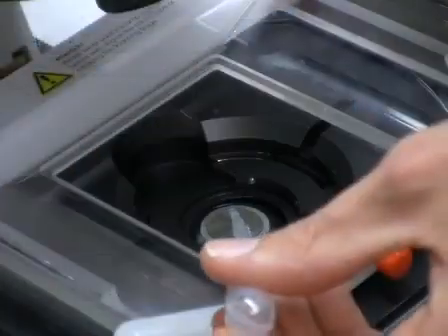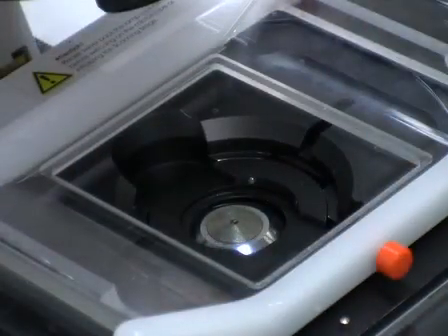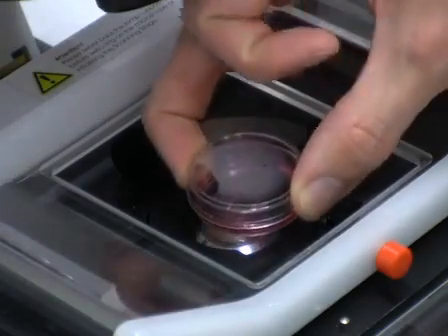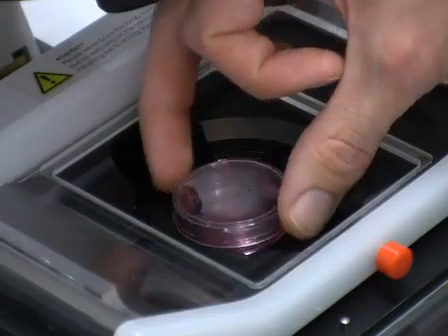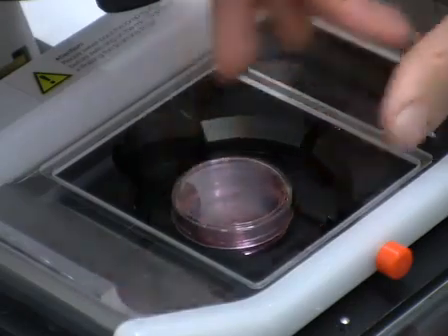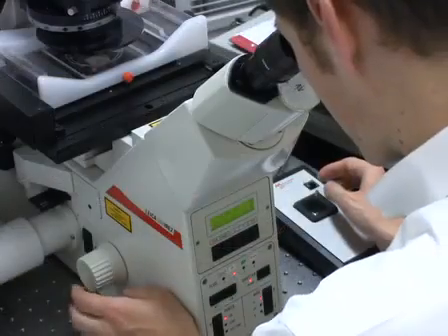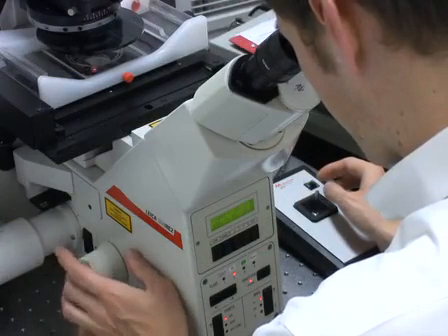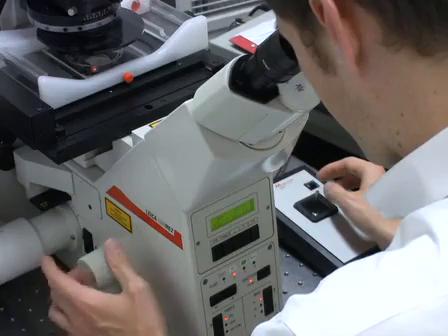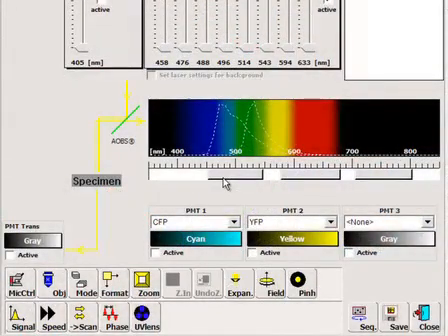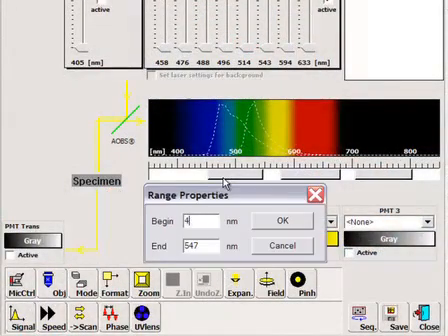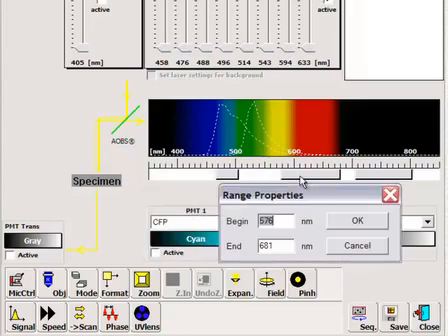To eliminate crosstalk between the emission channels for CFP and YFP, place the CFP expression control into the stage incubator. Using white light, adjust the Z plate to focus on the cells. Set SP window settings for emission detection of CFP to 465 to 505 nanometers and YFP to 525 to 600 nanometers.